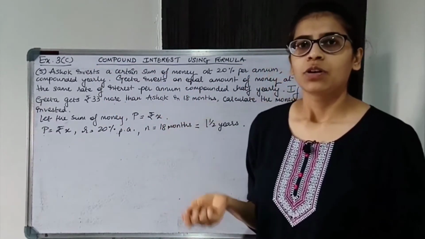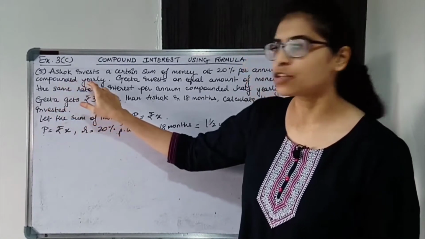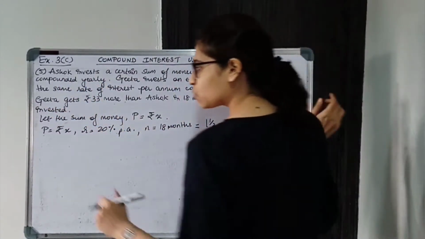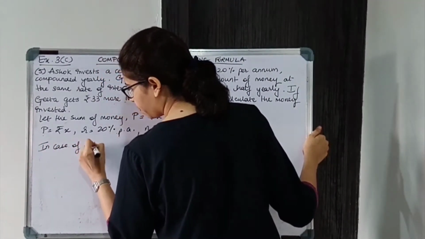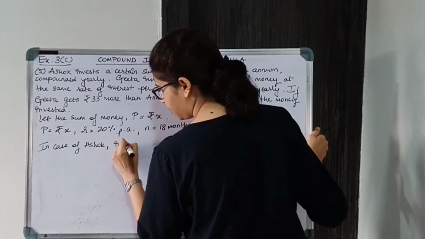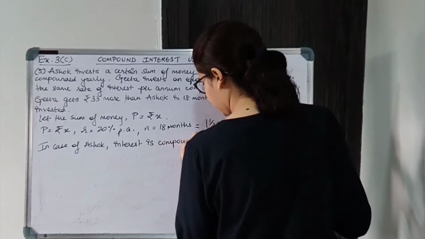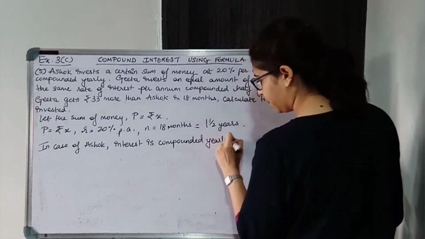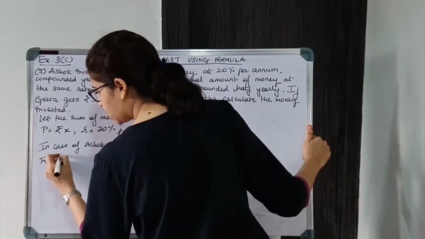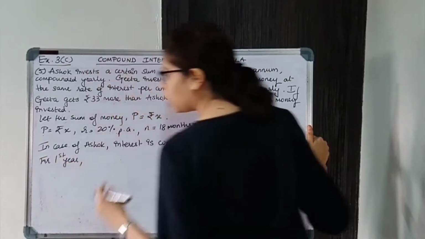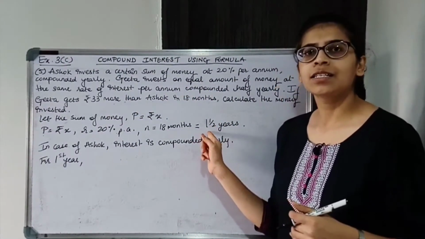Now first we'll find the amount in case of Ashok. In case of Ashok, the interest is compounded yearly. For the first year we'll find the amount and then we'll find it for the next half year, because n is in the form of a fraction.